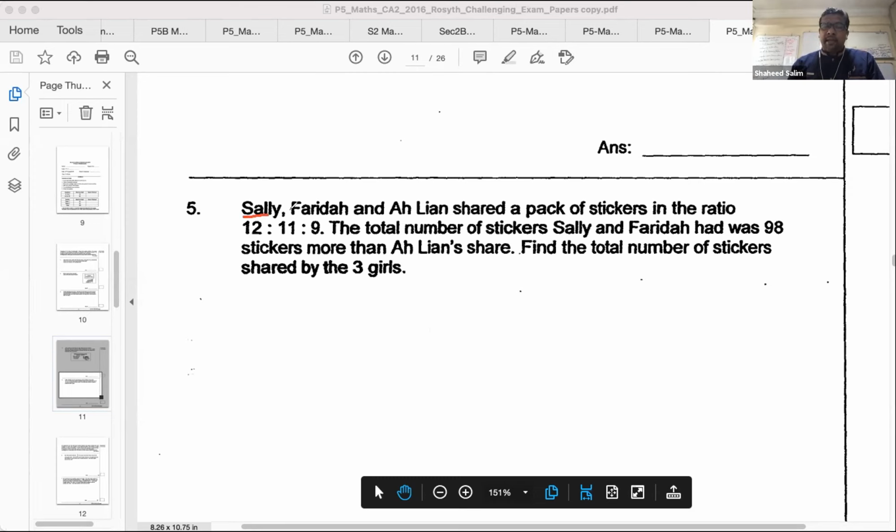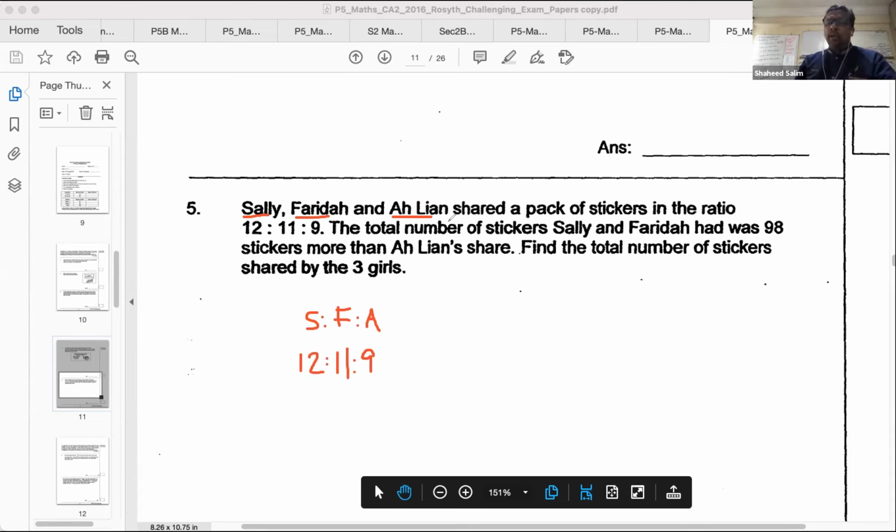There are 3 persons: Sally, Farida, Alian. They share a packet of stickers in a ratio. Sally gets 12 units, Farida, Alian. Normally you say Alian, like a gangster Chinese girl. But yeah, this one, her name is Alian. Farida got 11 units, 9 units Alian has. So you can write like that. Sally is to Farida is to Alian. So you write 12 is to 11 is to 9.